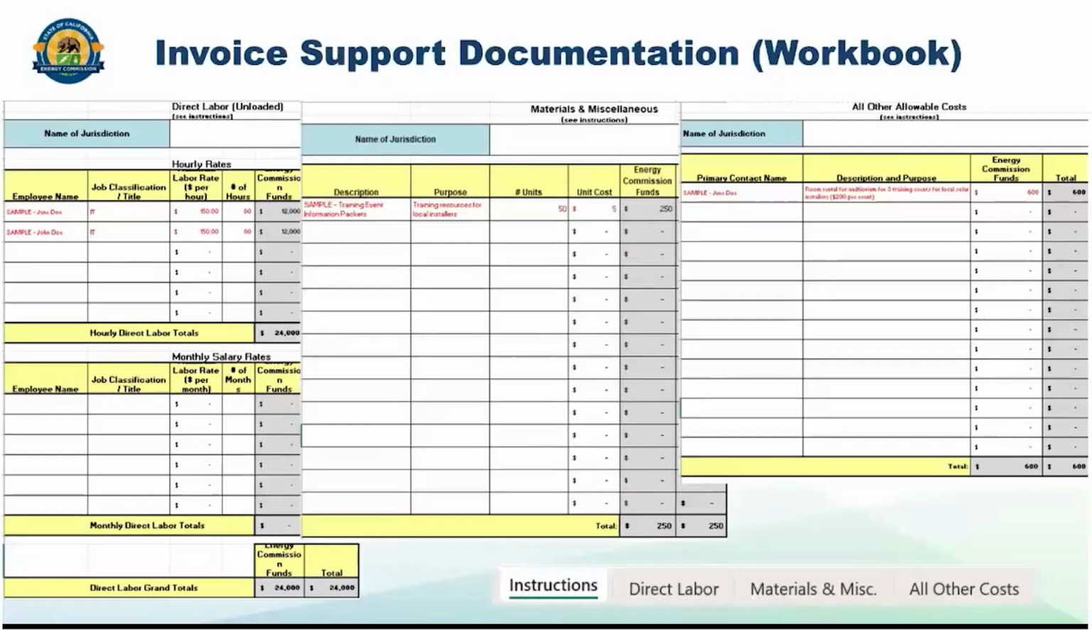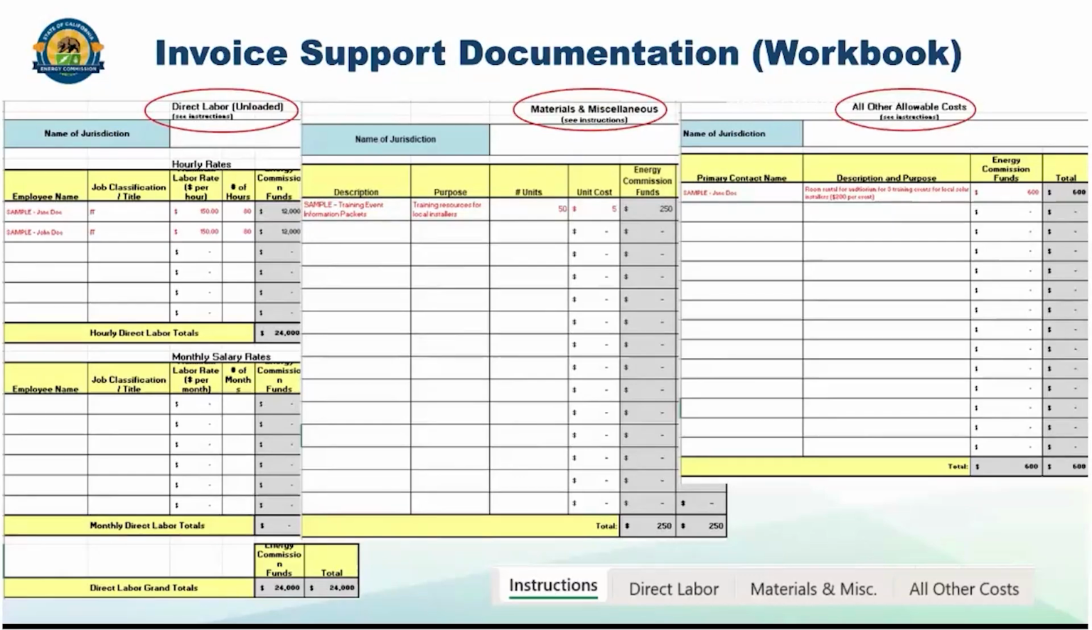The next form to complete is the invoice supporting documentation form. Please review the instructions tab for key points. There are 3 tabs for cost inputs corresponding to the 3 categories on the first form: direct labor, materials and misc, and all other costs.